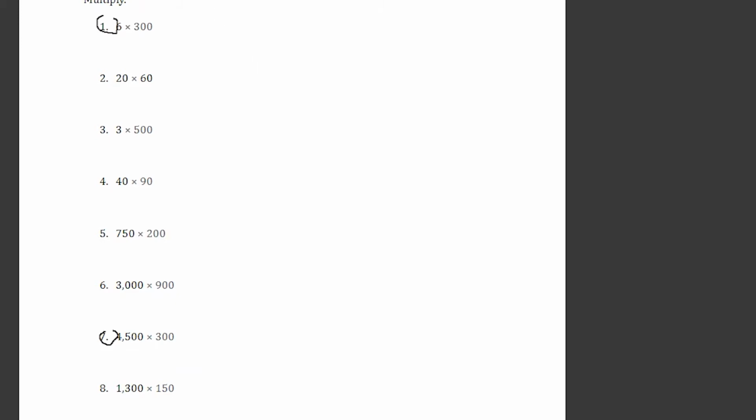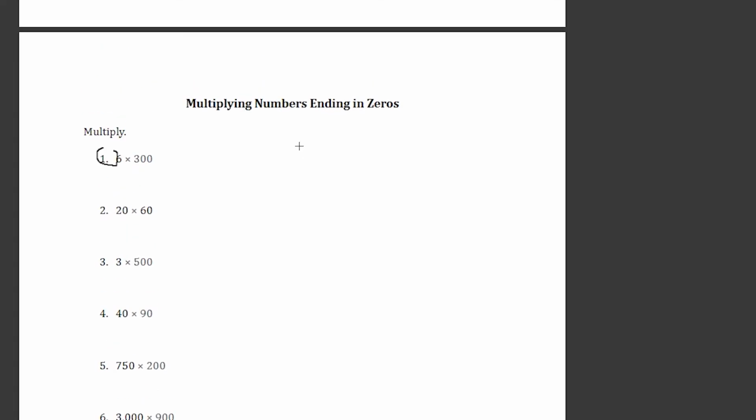Now we're going to be multiplying numbers ending in zeros, and when we're multiplying by numbers that end in zero, we just ignore the zeros for now. So for example, for number 1 we have 6 times 300, but we're going to ignore these zeros. So we imagine that this is just 6 times 3, and 6 times 3 equals 18. Now we look at the zeros, and the number of zeros we have from each number, which is no zeros here and 2 zeros here. So we put 2 more zeros, and for number 1, our answer would be 1800.